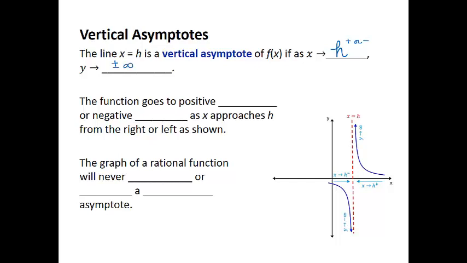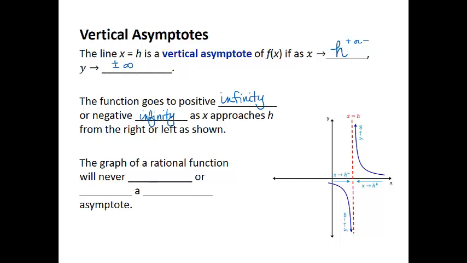And recall we saw this behavior around x equals 0 for the graph of 1 over x and 1 over x squared. Do you remember as we came in to 0 from the left and right, the graph went almost vertically straight up, but it was getting closer and closer to that y-axis or that graph of x equals 0. So we're saying that the function goes to positive infinity or negative infinity as x approaches h from the right or left as shown.